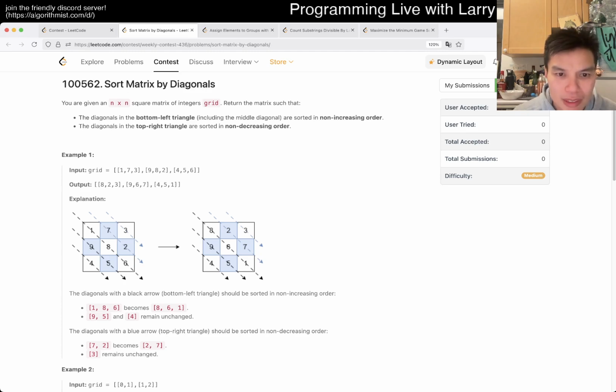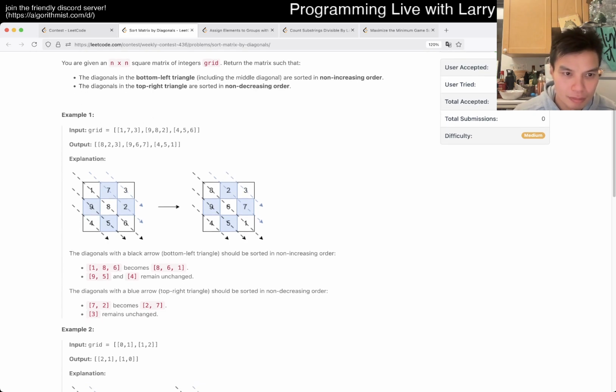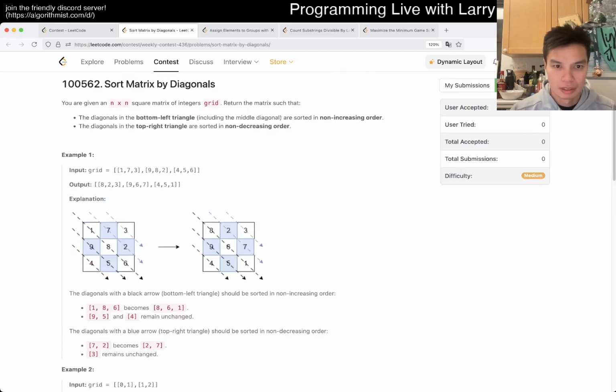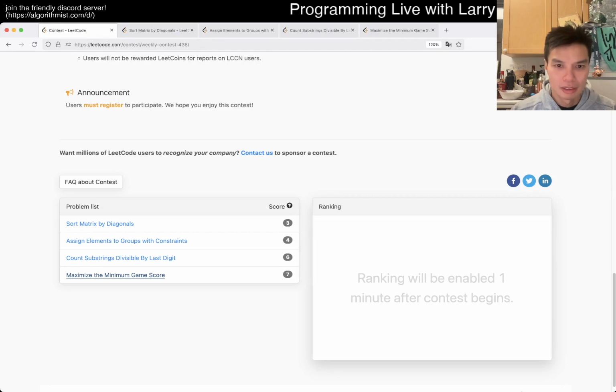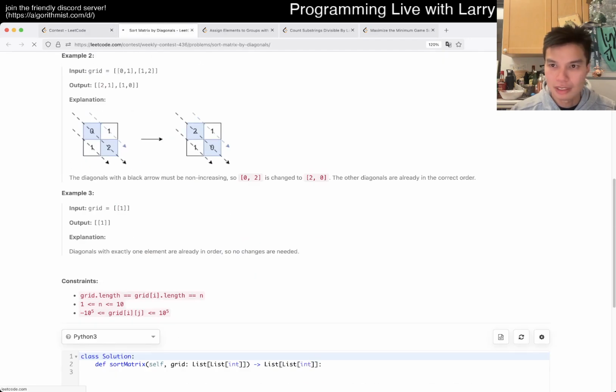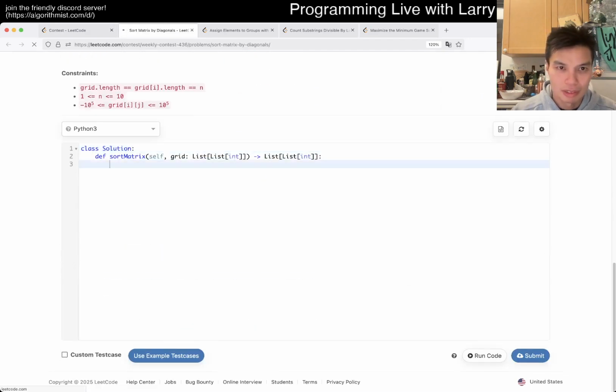What does that mean? The middle diagonal. The diagonals are what? Oh, I see. That's weird, but okay. That's a Q1. I mean, it's not that bad. It's just easy to get wrong. That's all.